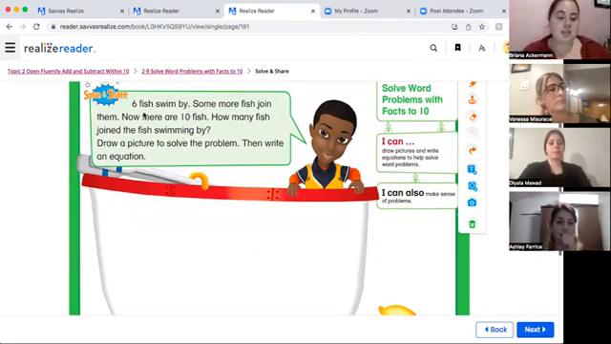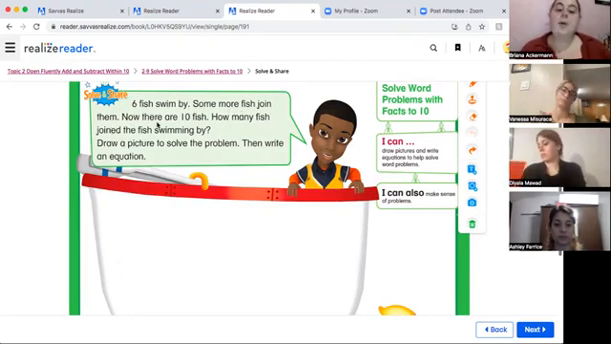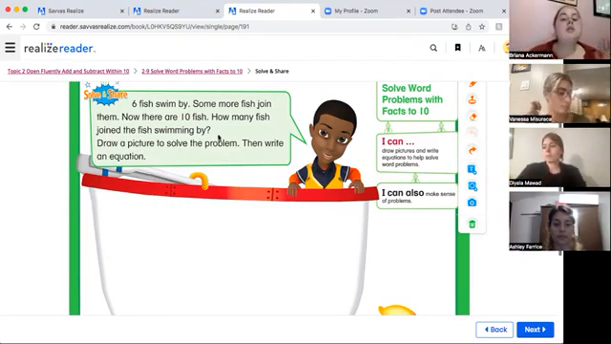So the question says, 6 fish swim by. Some more fish join them. Now there are 10 fish. How many fish join the fish swimming by? Draw a picture to solve the problem, then write an equation. So to solve a word problem like this, we need to break it down step by step.